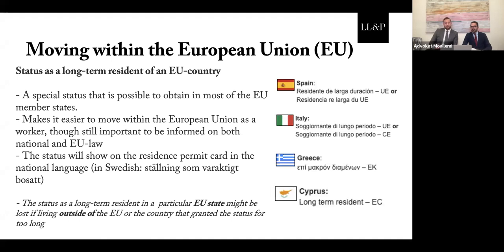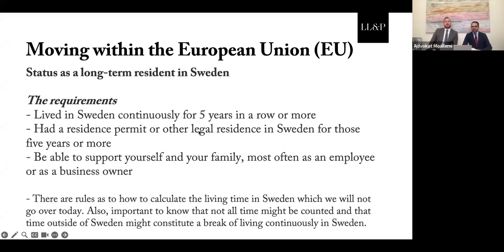Then you can, of course, become a long-term resident of another EU state, for example Sweden, and then you need to meet some requirements. The main requirement to become a long-term resident in Sweden, and thus also get permanent residency in Sweden, because according to Swedish law, if you become a long-term resident you also have a permit that is permanent, is that you have lived in Sweden continuously for 5 years in a row or more. During this time, you need to have been living in Sweden on a legal basis, for example with a residence permit or other legal grounds.